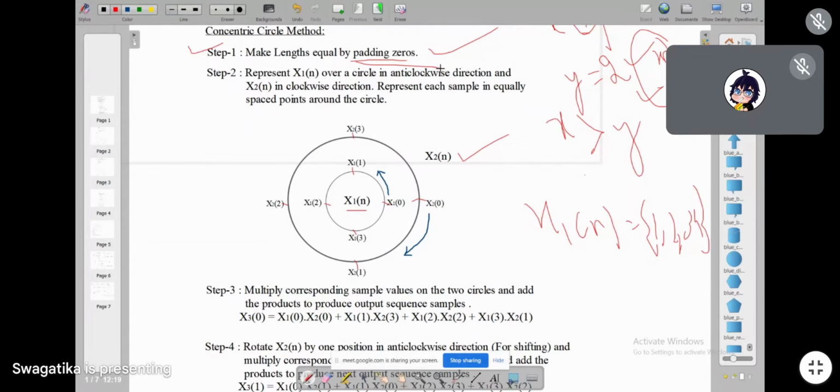So suppose 4 equally spaced points are there in x1 of n, it means 4 will be in x2 of n. Suppose in x1 of n 5 points are there, it means the same goes with x2 of n. Yes or no?